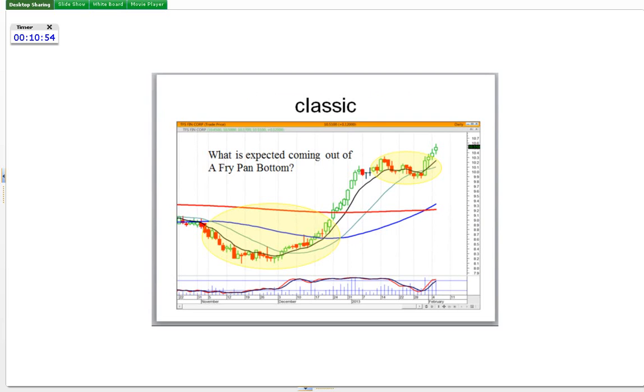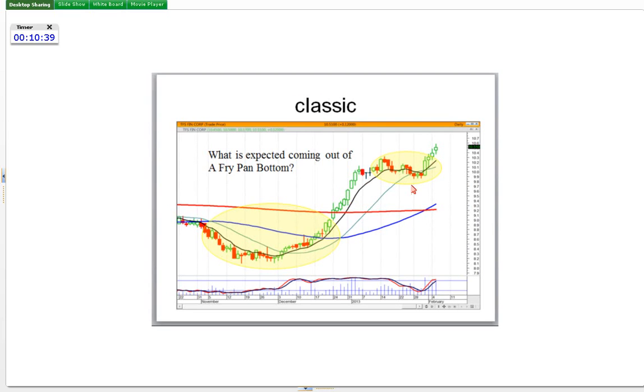This is the fry pan bottom. If you see it break out through this side, you're going to have a strong price move. Also, there's a little dimple. If you see that little dimple, you can measure when to get in, so you're not sitting here in a dull trade for 3 weeks.